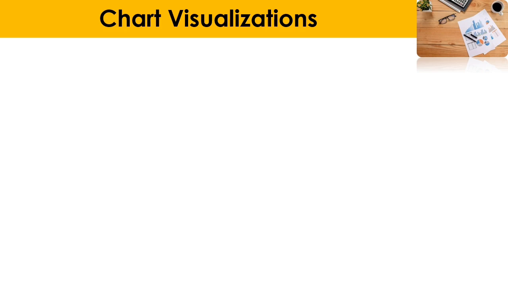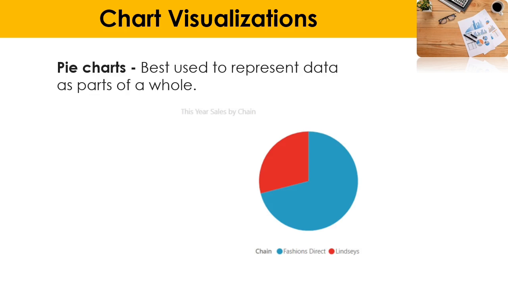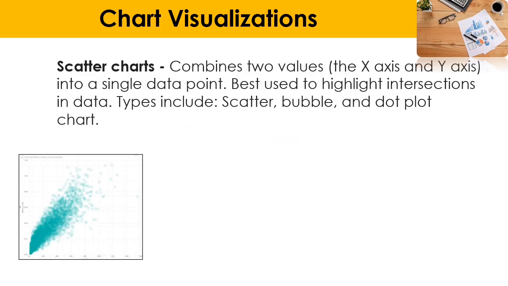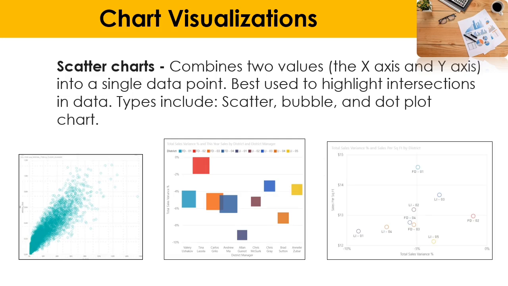With Power BI, a competitive selection of visuals, from the tried and true to the less familiar, are at your fingertips. Pie charts are best used to represent data as parts of a whole. Bar and column charts are best used to compare specific values across different categories. Scatter charts combine two values, the x-axis and y-axis, into a single data point. They are best used to highlight intersections in data. Types include scatter, bubble, and dot plot chart.